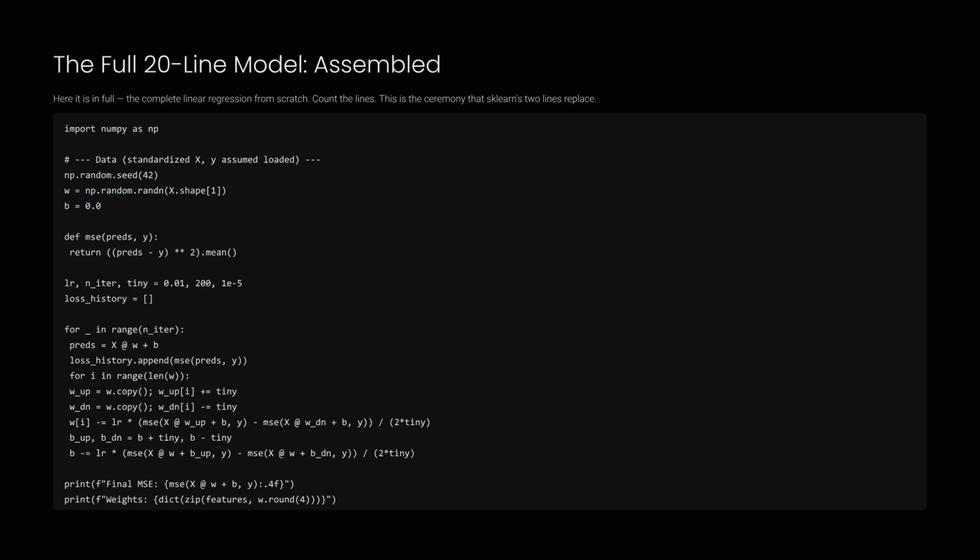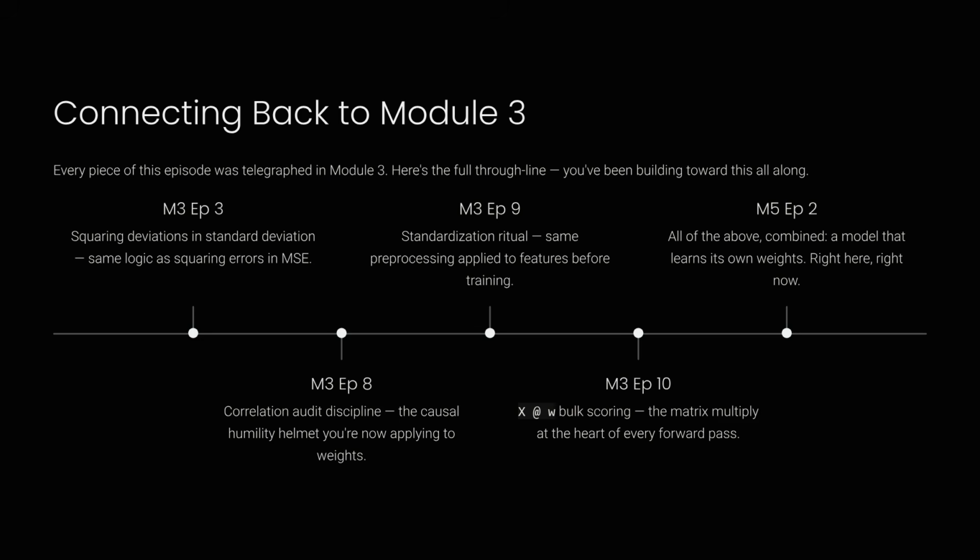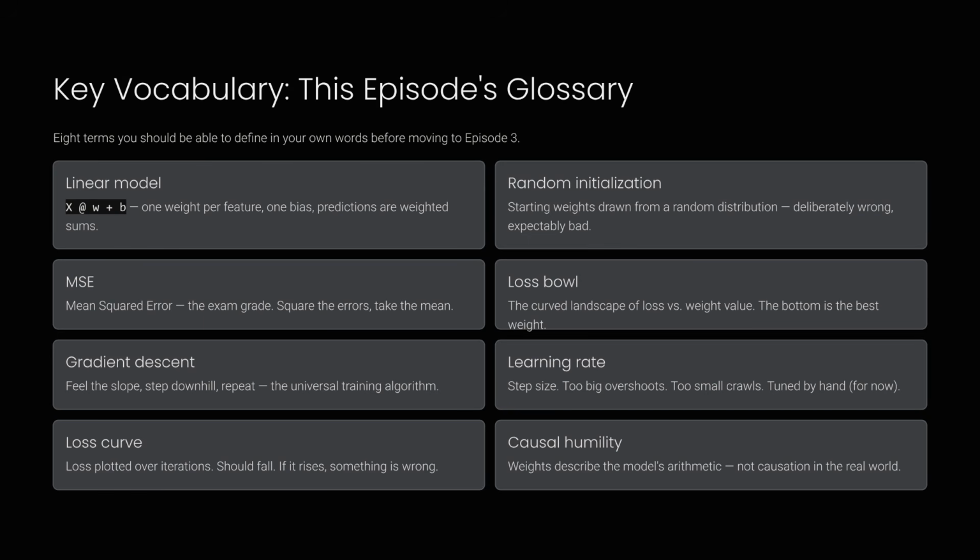Here is the full 20-line model assembled for you. By writing it out from scratch, you have demystified the process that libraries like scikit-learn hide inside just 2 lines of code. Every concept in this module has been a through line from previous lessons. From the squaring of deviations to matrix multiplication, you have been building toward this moment of understanding the mechanics of learning. Before moving on, ensure you can define these terms: linear model, random initialization, MSE, the loss bowl, gradient descent, learning rate, the loss curve, and the importance of maintaining causal humility.